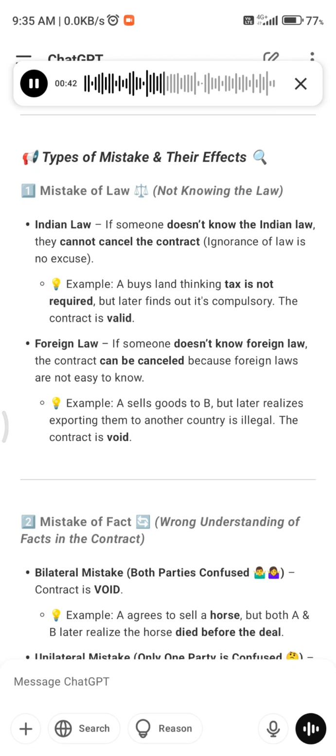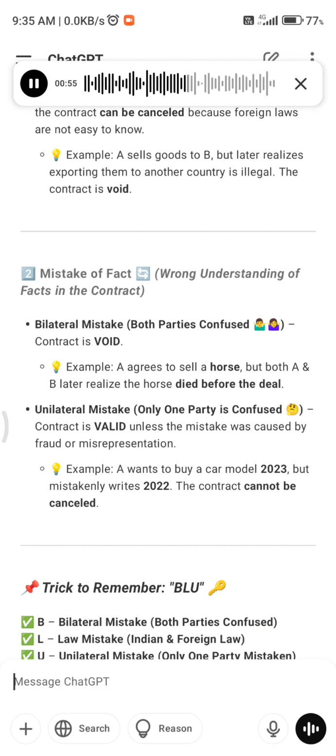Foreign law: if someone doesn't know foreign law, the contract can be canceled because foreign laws are not easy to know. Example: A sells goods to B, but later realizes exporting them to another country is illegal. The contract is void.